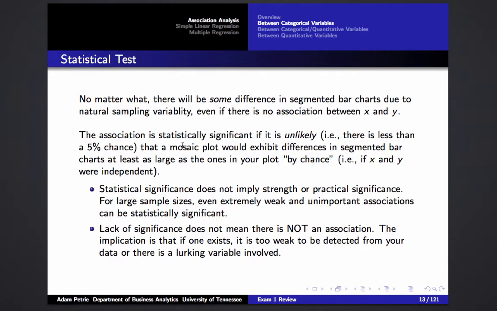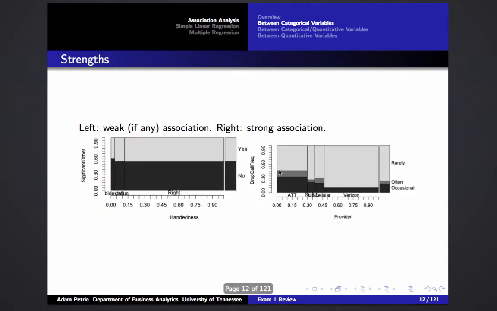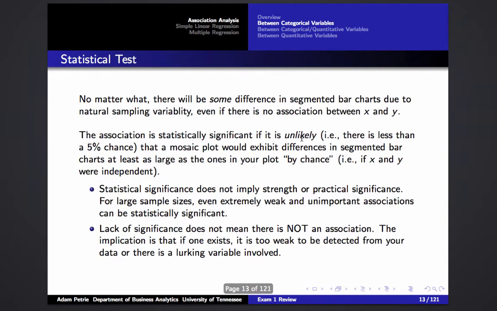So we need to figure out the p-value of the relationship. Basically, what is the chance that we would observe differences in the segmented bar charts at least as big as what we got from our data if x and y were independent? And so that's where we use the permutation procedure.